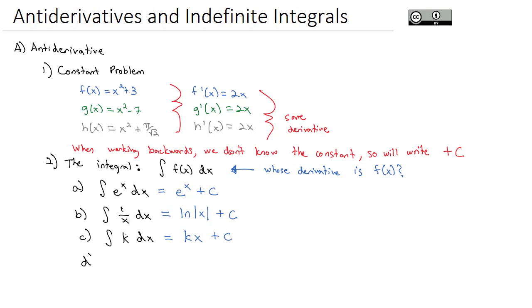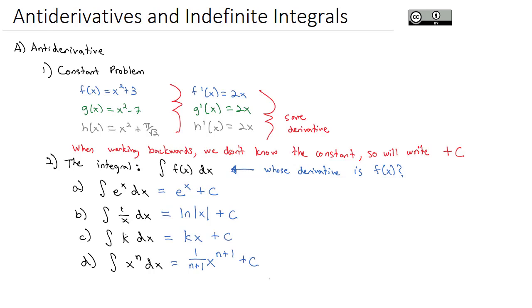How about this one? What's the antiderivative of x to the n dx, the power rule that we love so much? Well, when we're taking the derivative, we bring the exponent out front, and then we subtract 1 from the exponent. The antiderivative, we're going to do the opposite. Instead of subtracting 1 from the exponent, we're going to add 1 to the exponent. And then instead of multiplying, we're going to divide by that new exponent. And of course, plus c.